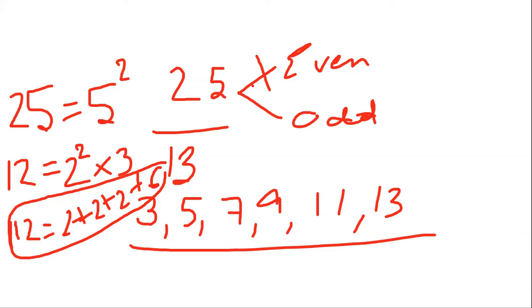No, square root is not faster. LCM and GCF, not really.